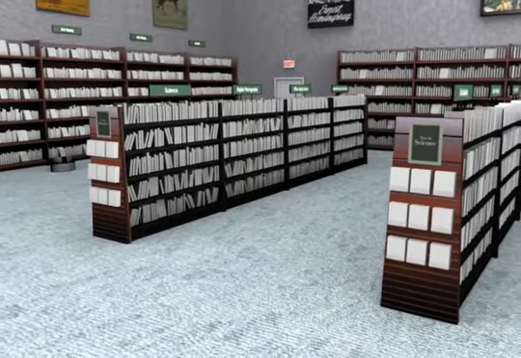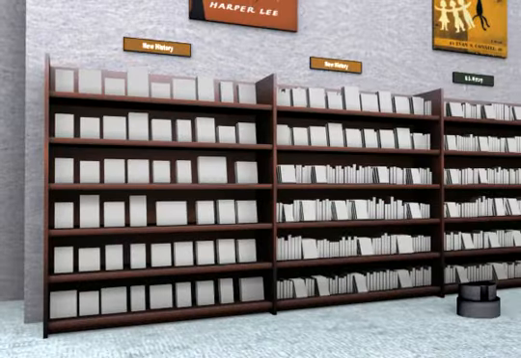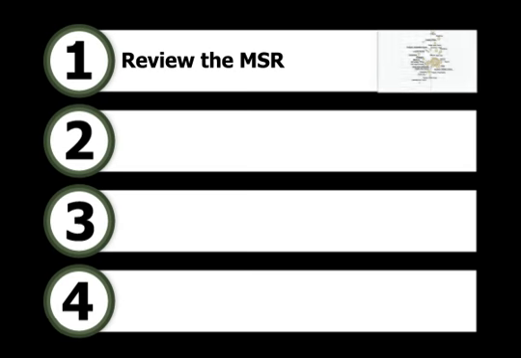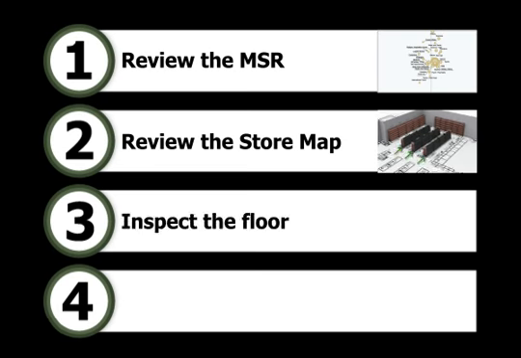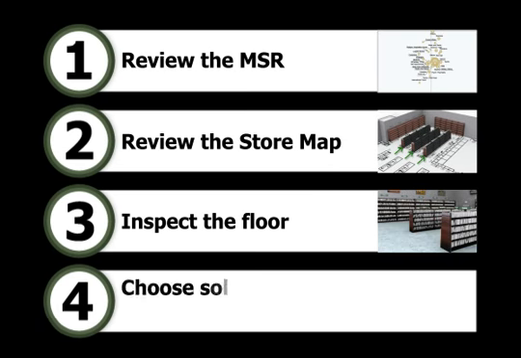general science, and history. This simple example highlights the 4 phases of the process. Phase 1. Review the merchandise sales report. Phase 2. Review the store map. Phase 3. Inspect the floor. Phase 4. Choose solutions and set priorities. In the next section of the course, we will explore each of the phases in more detail.